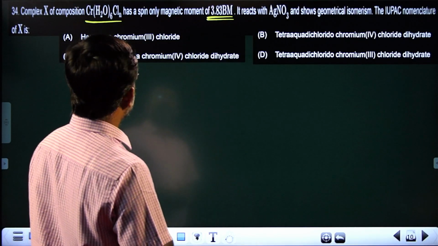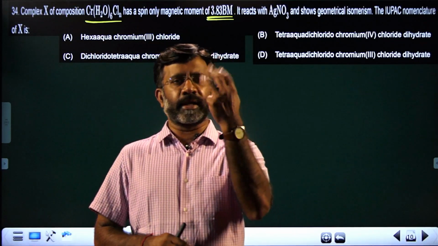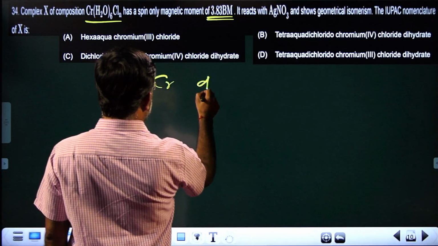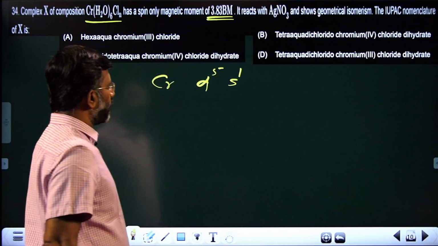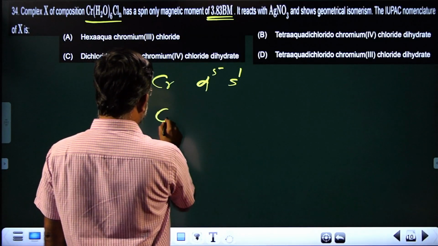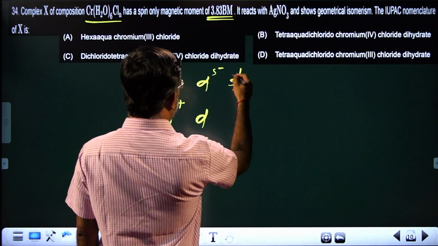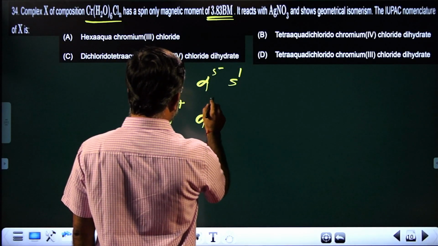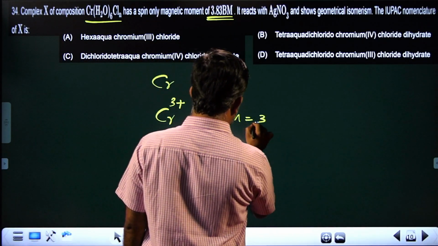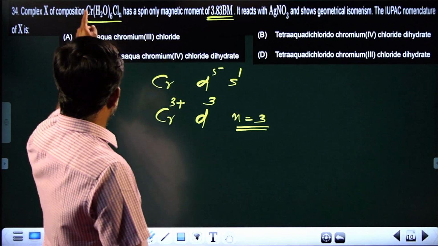See, in order to have a magnetic moment of 3.83, it has to have 3 unpaired electrons. You know chromium is 3d5 4s1. In order to show 3 unpaired electrons, it must be chromium 3 plus. There we get 1 electron gone, 2 more gone. It is a d3 configuration, and the number of unpaired electrons will be 3. So this is chromium 3 plus.